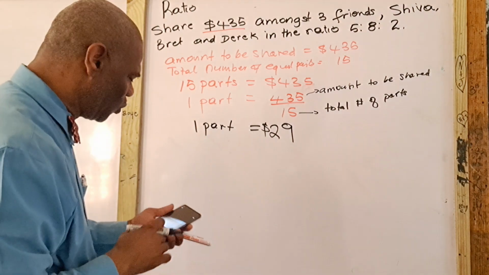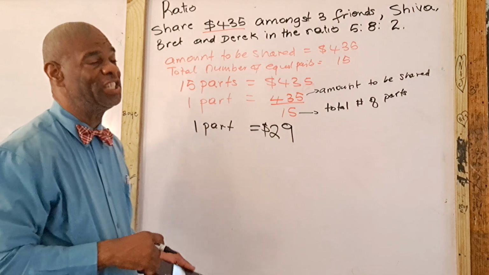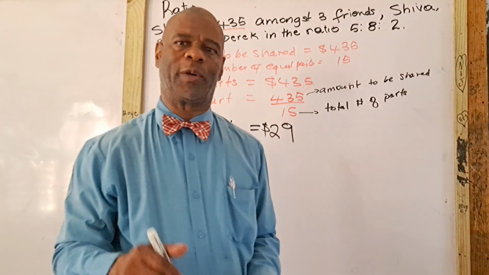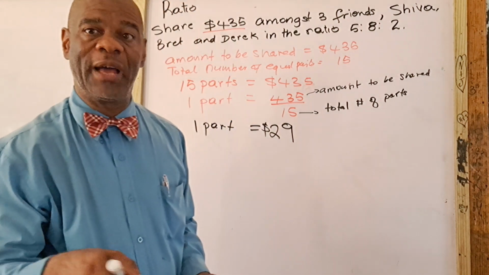Now, we can find out how much each person should get, or what portion of the money each person should get, by doing what?